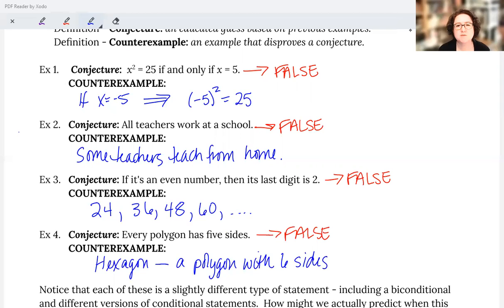Alrighty, second piece of what we need to look at is how can we predict the types of conditional statements that we talked about? So if we know a conditional statement and potentially a converse statement, how do we figure out if the biconditional is a true statement? And how do we figure out if the contrapositive is a correct statement? And so these are actually very closely related.